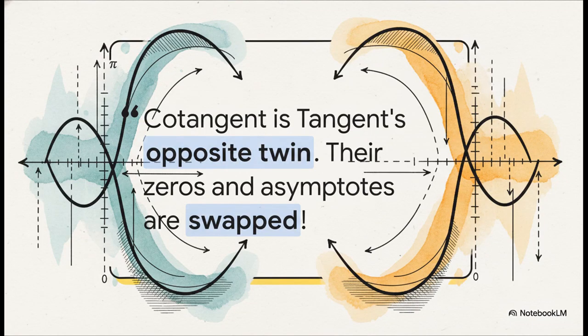So look, if you walk away with just one thing today, make it this. Cotangent is tangent's opposite twin. Their behaviors are flipped, and most importantly, their zeros and their asymptotes are swapped. If you can understand one, you've got the key to understanding the other.